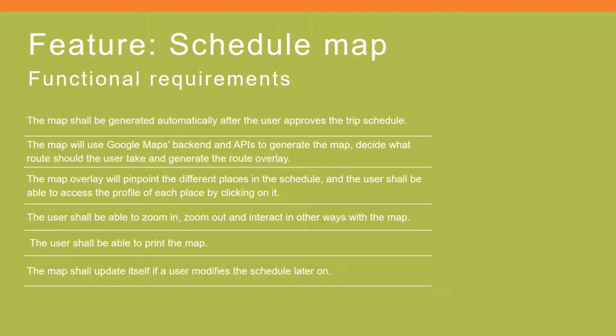The map shall update itself if a user modifies the schedule later on. For example, something happens on their travel, so they decide to go to one place that was planned in the evening, in the morning. So the map will reroute the schedule in order to fit this new schedule.